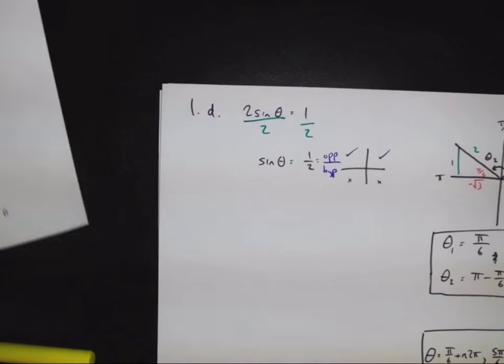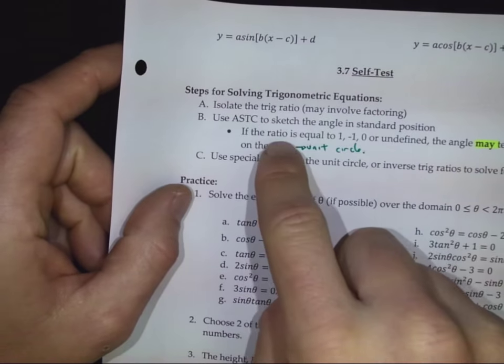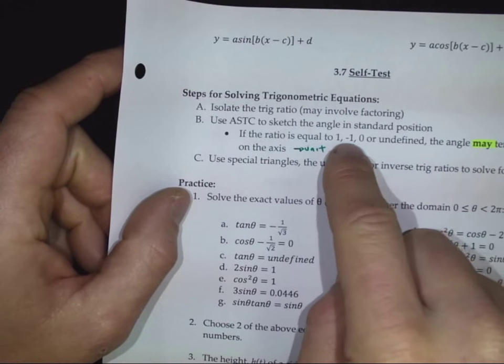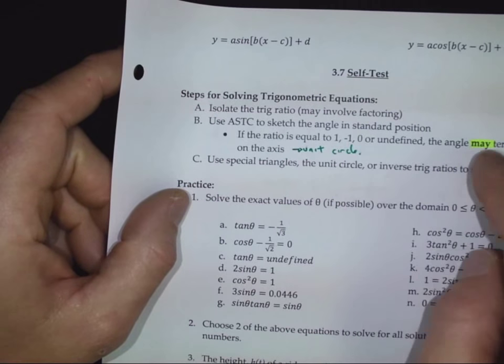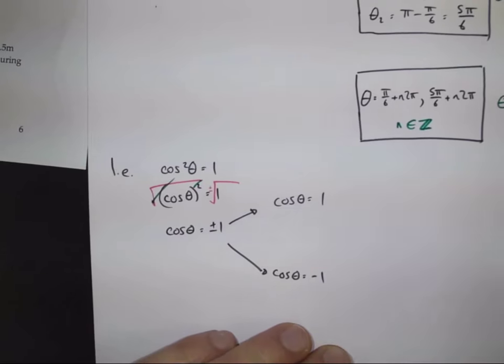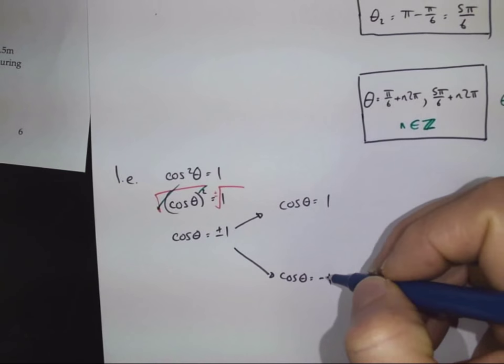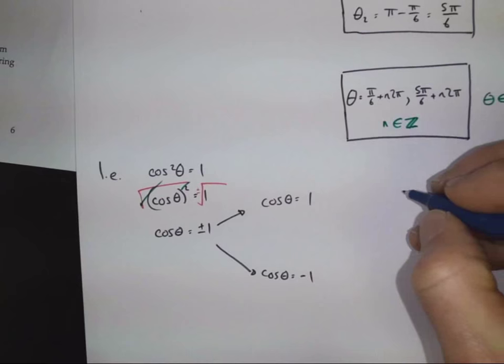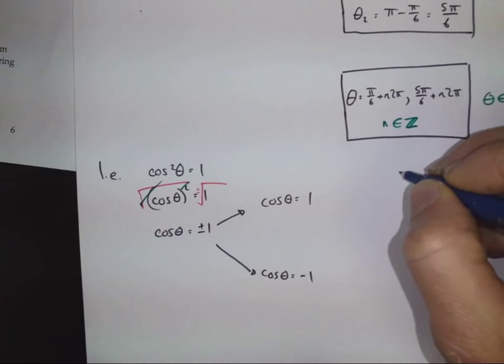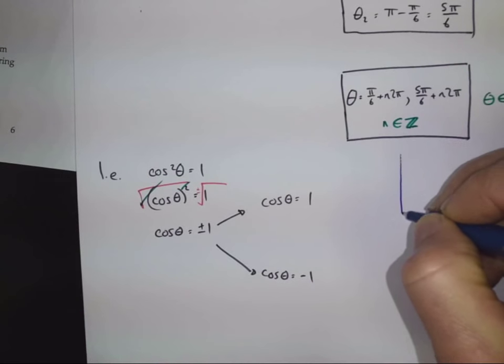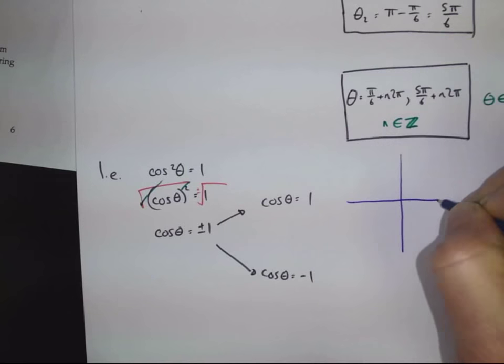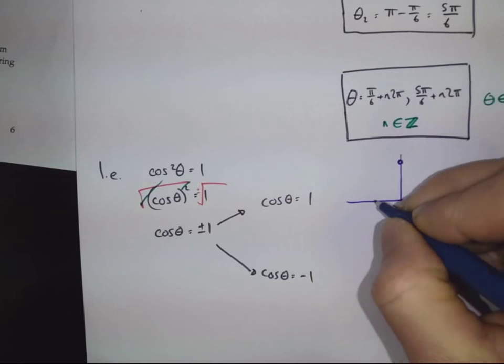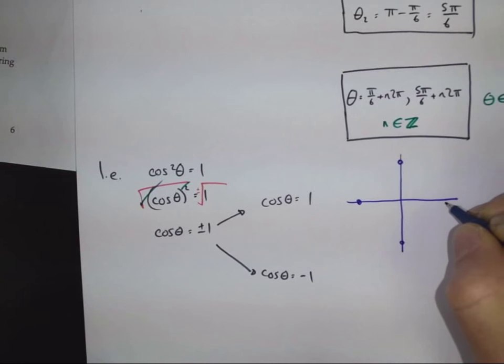Now, I want to remind you that we were saying that if a ratio is equal to 1 or negative 1, it may terminate on the axis, and this is the case that is true here. The only case that's not true is if you have tan theta equal to 1, and that actually ends up giving us our own ratios, 1 over 1. So this is a unit circle scenario, both of them are. So I'll just draw out the unit circle quickly.